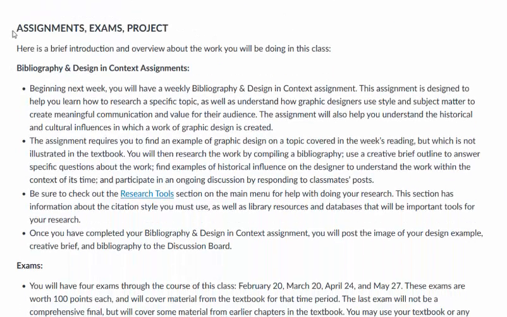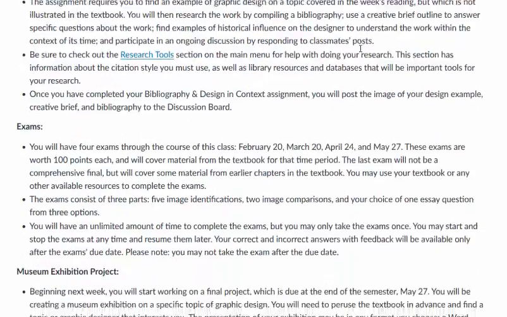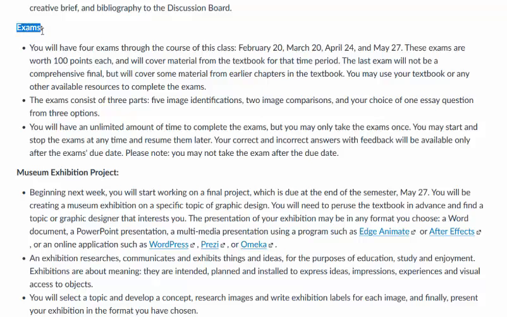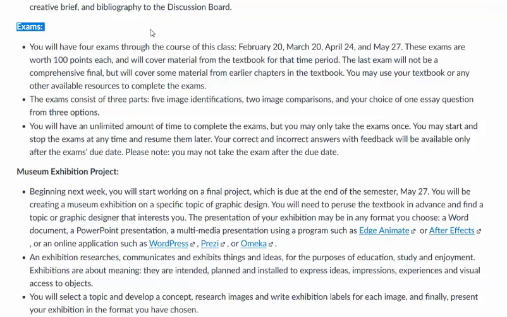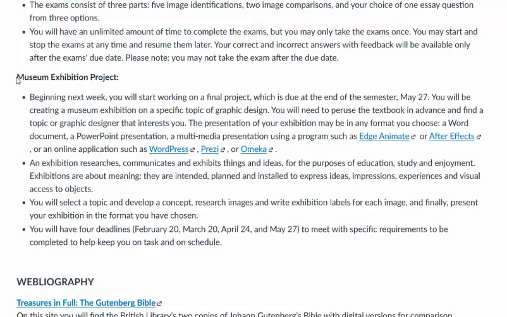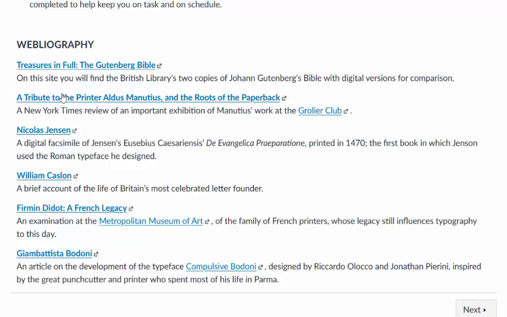Have a look at the introduction and overview about the work you'll be doing in class, with bibliography and design and context assignments, exams, and the museum exhibition project. And we'll be going over these in more detail next week. You may want to have a look at the bibliography. I've provided links to various websites that cover in more detail some of the topics covered in this week's reading.